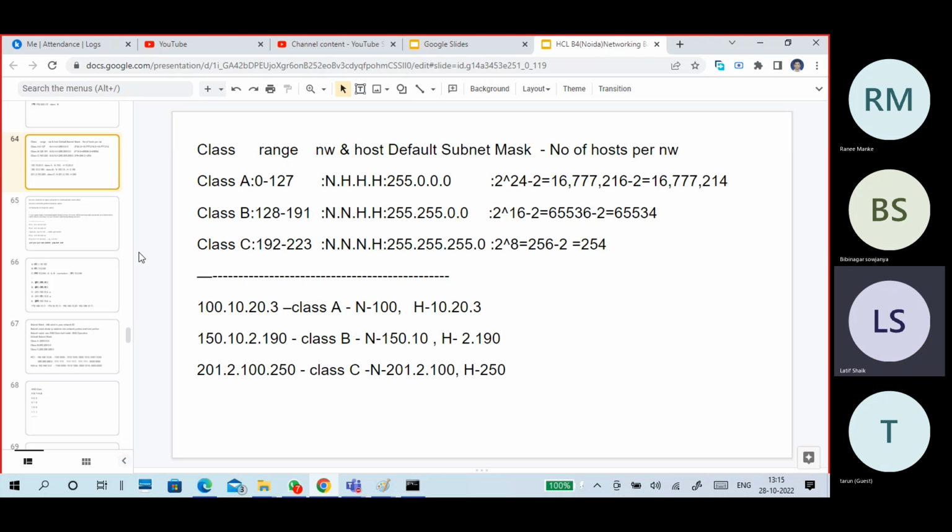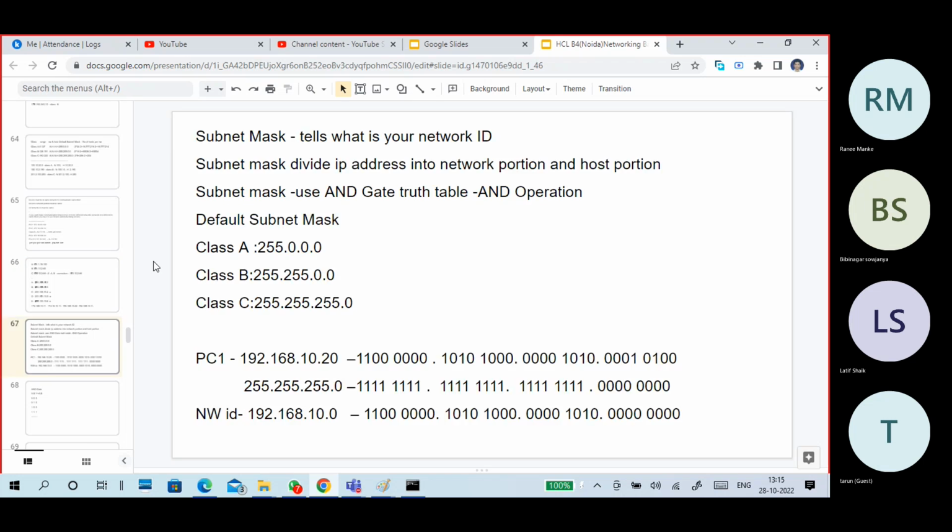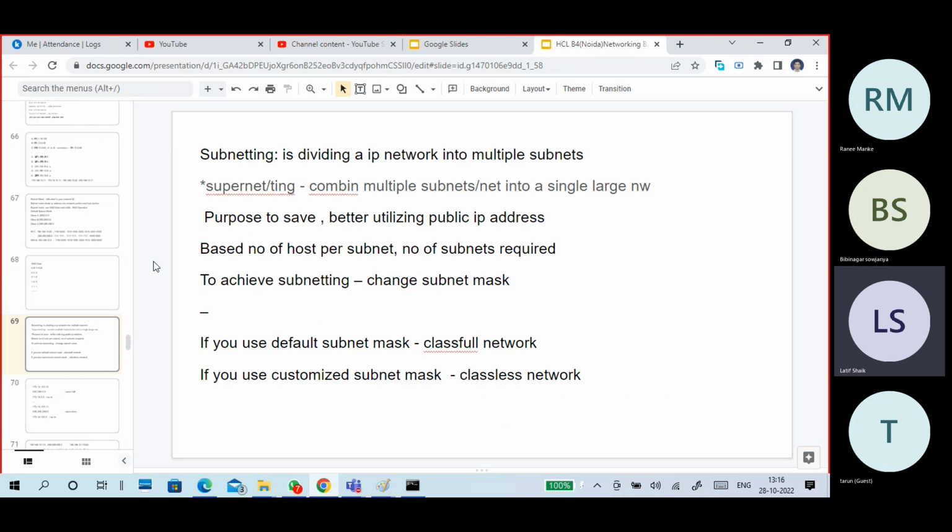Okay, so that is the number of devices. Based on that, you have to choose which class is best. So we are coming to subnetting. I'm not explaining any subnetting calculations, guys, just what subnetting is. Not calculations, not anything. Subnetting is dividing an IP network into multiple subnets.